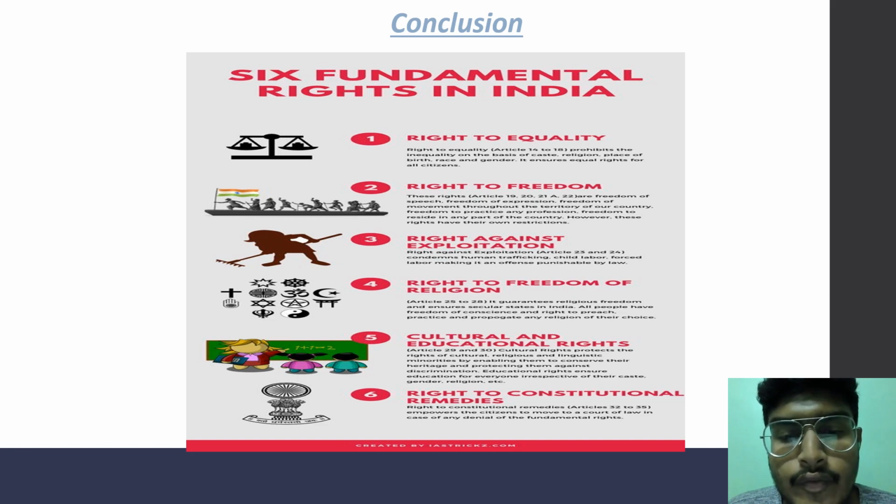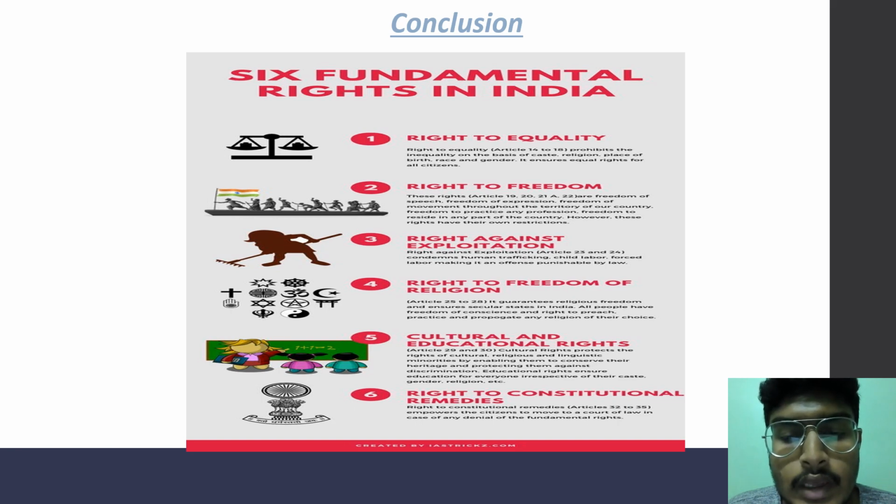Number two, right to freedom. These rights, Article 19, 20, 21A, and 22, are freedom of speech, freedom of expression, freedom of movement throughout the territory of our country, freedom to practice any profession, and freedom to reside in any part of the country. However, these rights have their own restrictions.